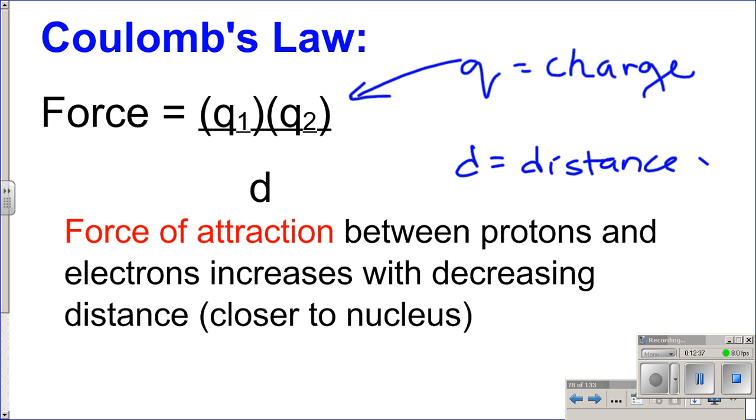Okay, so when you're writing down the equation, you'll see that you have Q1 and Q2. Q1 and Q2 are just two charged pieces, two charged particles. Charges can be positive or negative.